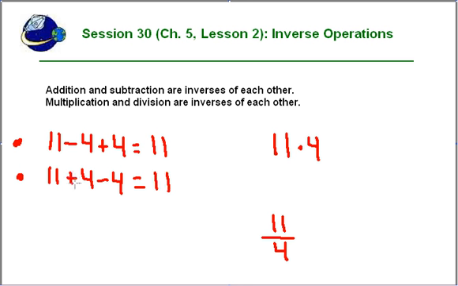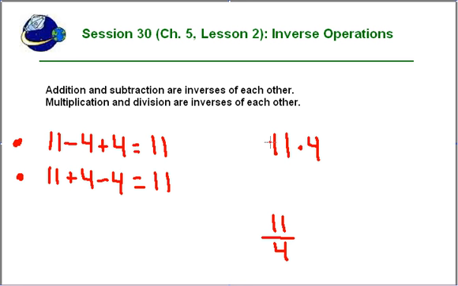Because if we start off with 11, then we add 4 and turn right back around and subtract the same 4 that we added, in essence what we've done is we've added 0. And by adding 0 to a number, we have not changed the original number at all. So we can see here in the first example, addition undid subtraction. And in the second example, we see where subtraction undid addition. So that's why addition and subtraction are called the inverses of one another.